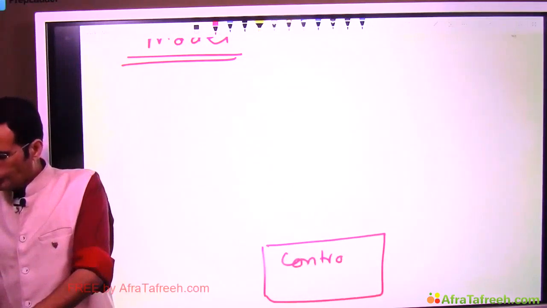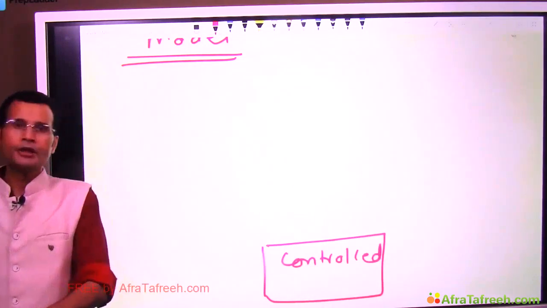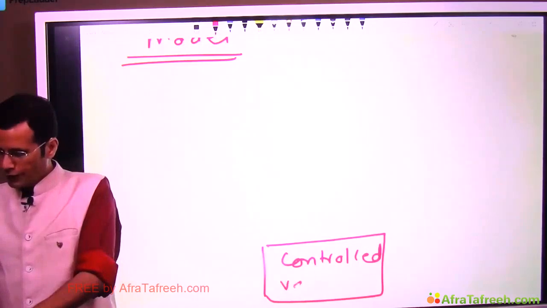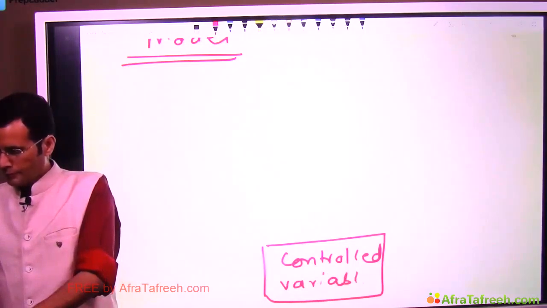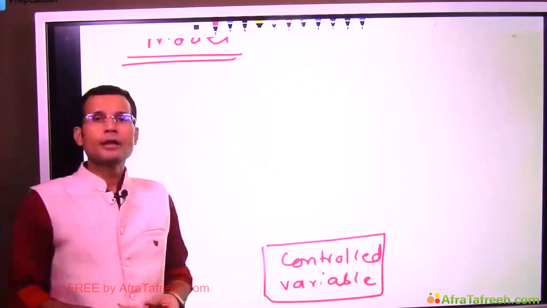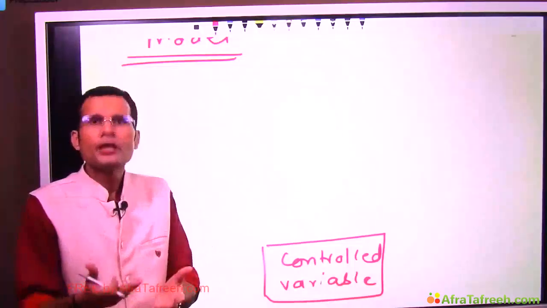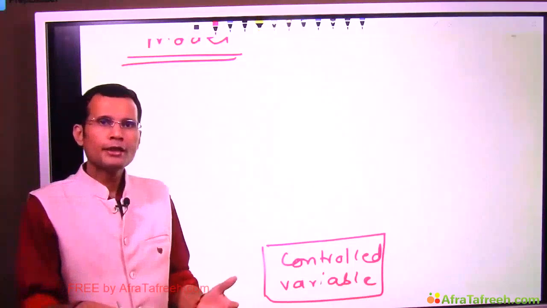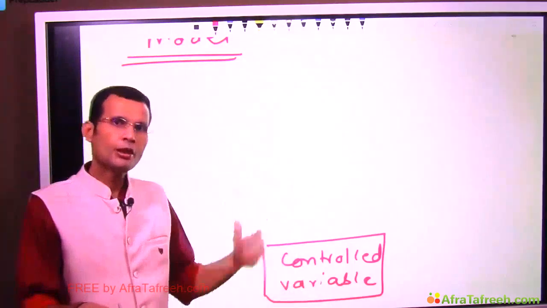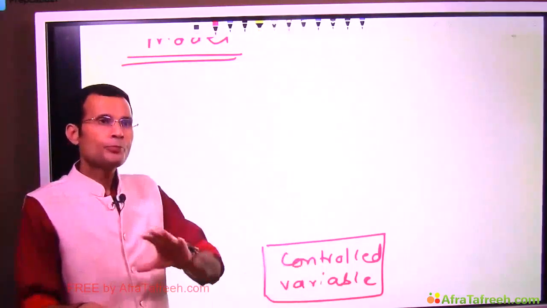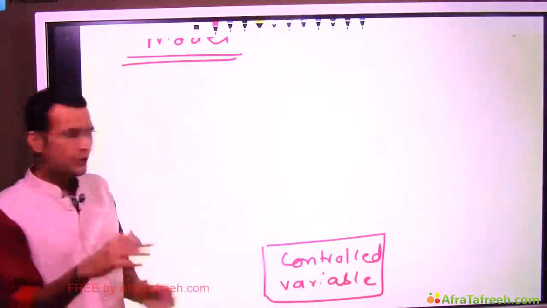In the milieu interior, there are controlled variables. Each parameter in the milieu is called a controlled variable. I mean, pH is a controlled variable, osmolarity another controlled variable, temperature another controlled variable. So these parameters are called controlled variables.